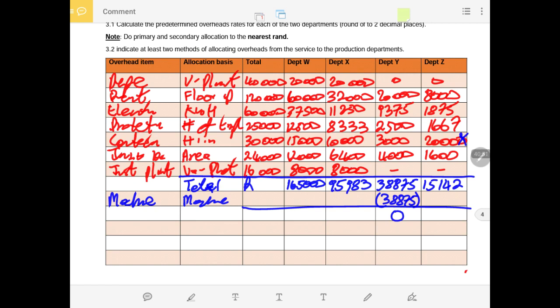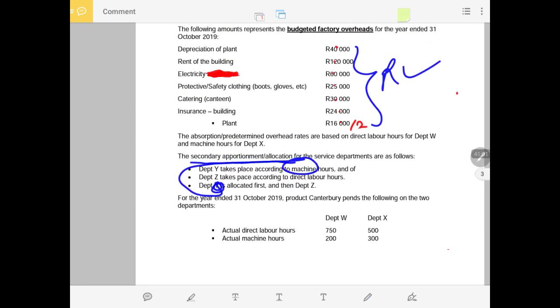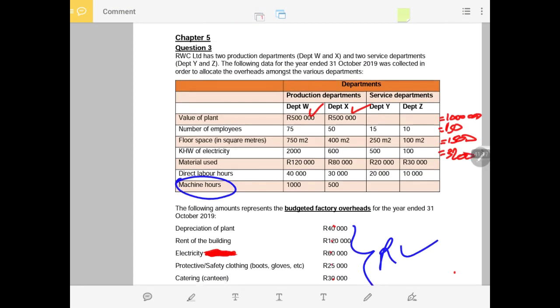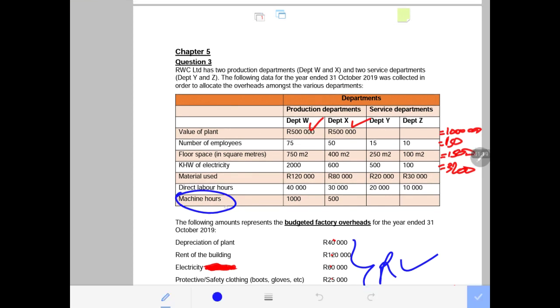Then now in this case, we are allocating this amount. Which base do we use to allocate this amount? We are using machine hours. So we need to look for the machine hours in all other departments except the department that we are allocating. Let's verify that it is really machine hours. Department Y is according to machine hours. Yes, that is correct. So now that means we say machine hours, department W and department X.